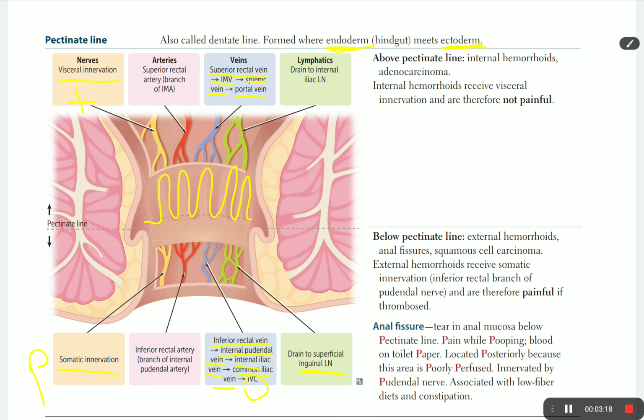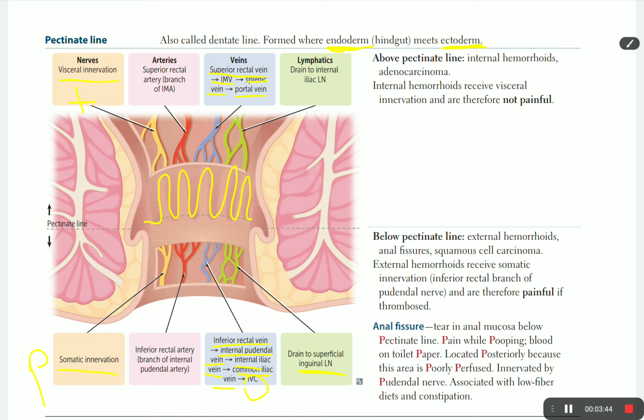Also we have adenocarcinoma above the pectinate line and squamous cell carcinoma below the pectinate line, because the epithelium below the pectinate line is squamous, but above the pectinate line it is cuboidal. So there is no squamous cell carcinoma above the pectinate line.